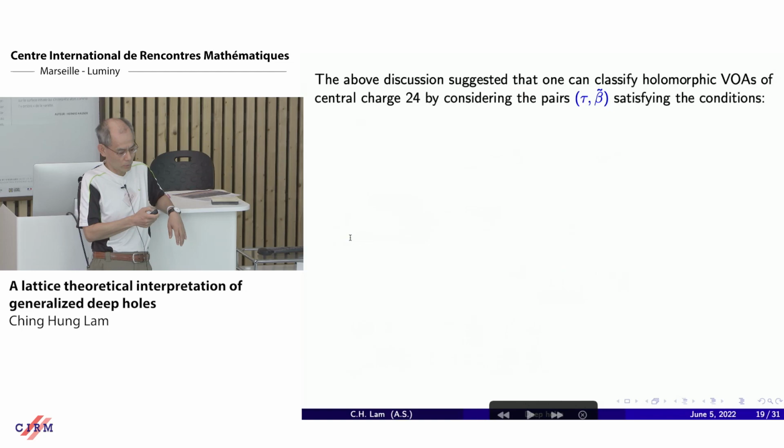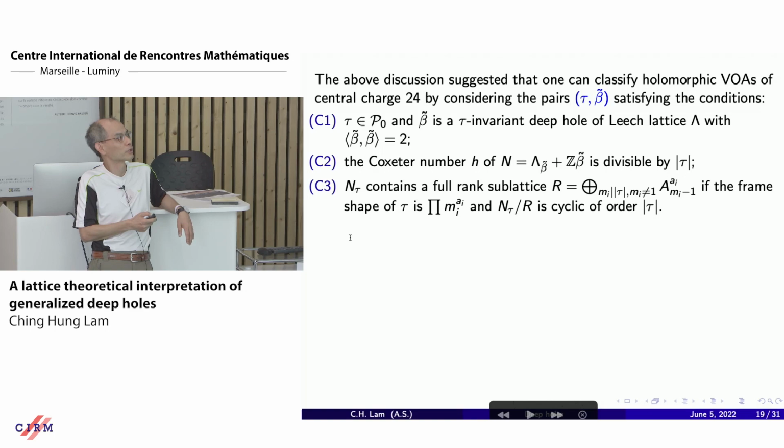Okay. So what's going on is this basically tells you that you can classify holomorphic real semi-char 24, at least for the semi-simple one, by using a pair. One is tau, which is one of the 11 classes. Second is the beta tilde, which is a deep hole fixed by tau. Now, of course, there are still some conditions. The first condition is that it is fixed by tau and of norm 2, and then the Coxeter number of N must be divisible by tau, and then it contains something like this.